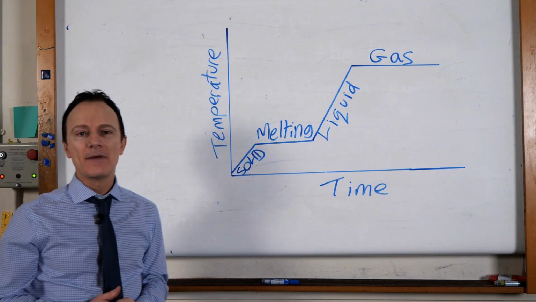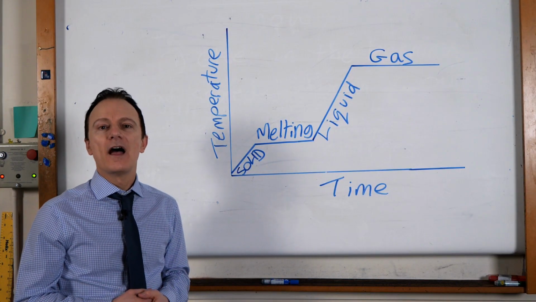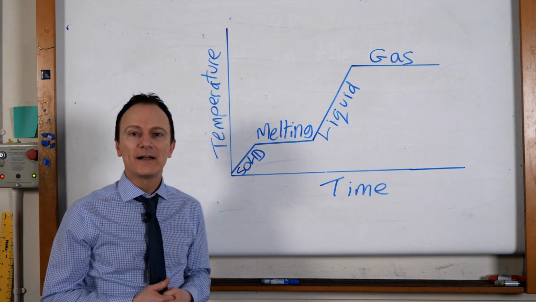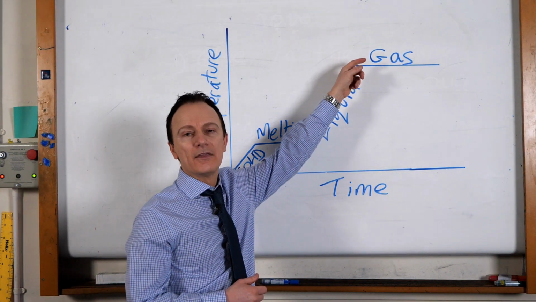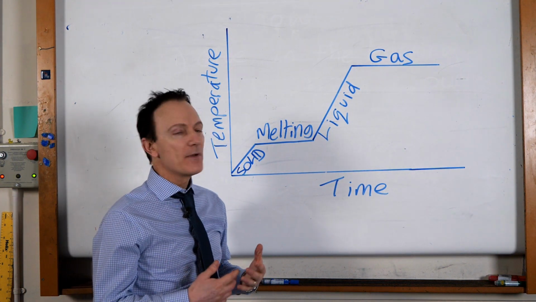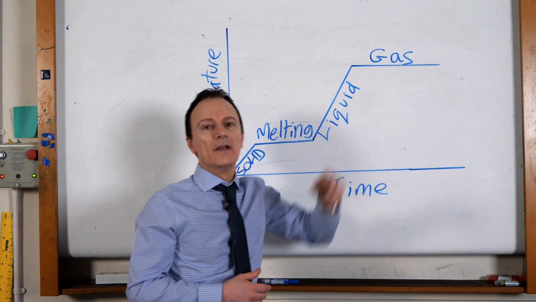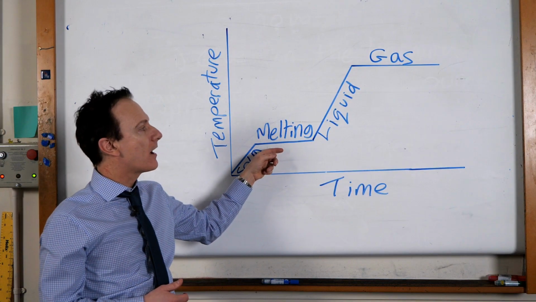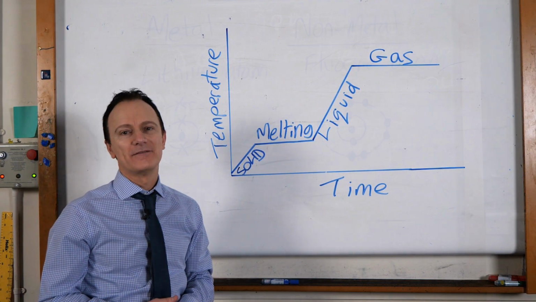And during that time, the heat from the Bunsen burner is being used to force apart the particles and overcome those strong forces of attraction. Once it's fully melted into a liquid, the temperature then quickly increases until we reach the boiling point of water. And when the water starts to boil, again we've got a change of state and we notice the temperature stays the same. So this shaped curve, where we've got plateaus or level parts where there's a change of state happening, we call that a heating curve.